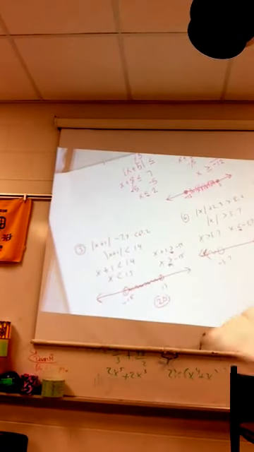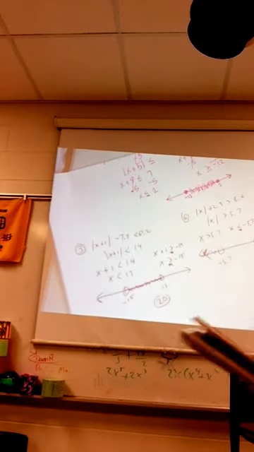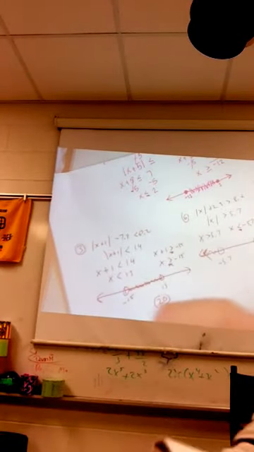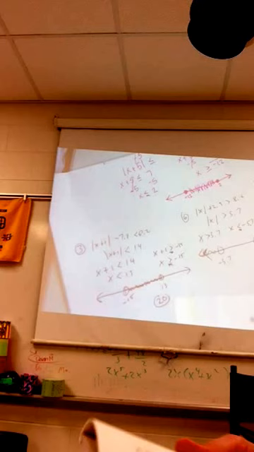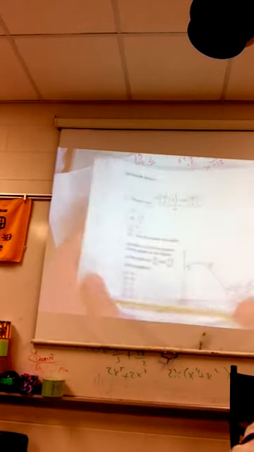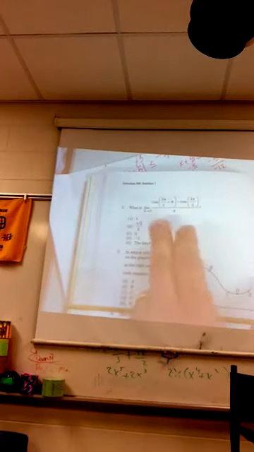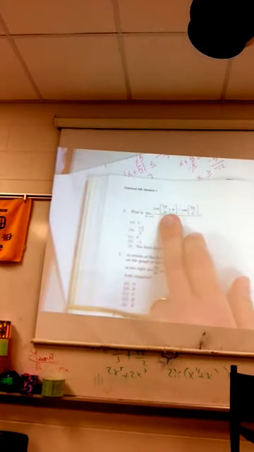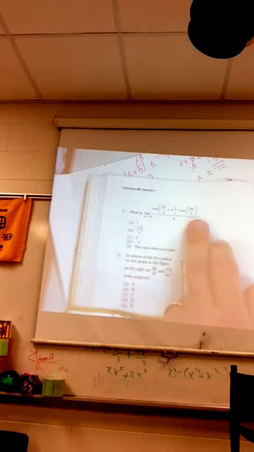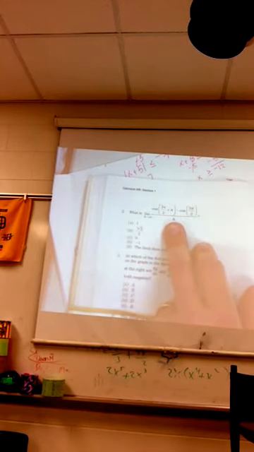On to question 2. Question 2 is dealing with the limit definition of the derivative. And I know that because of the form it's in. This is the limit as delta x goes to 0 of f of x plus delta x minus f of x over delta x.